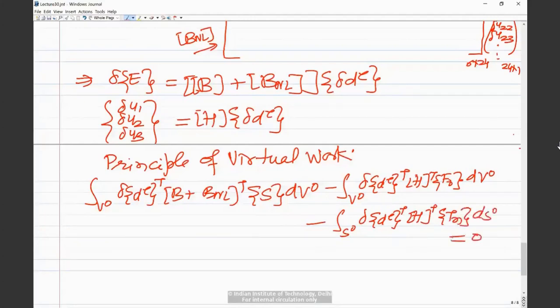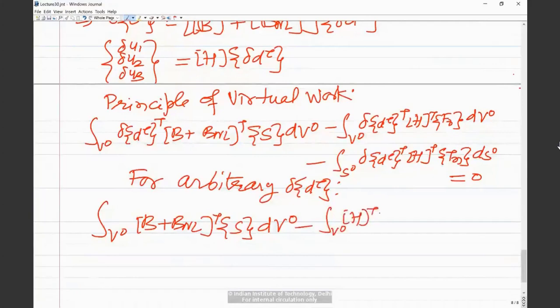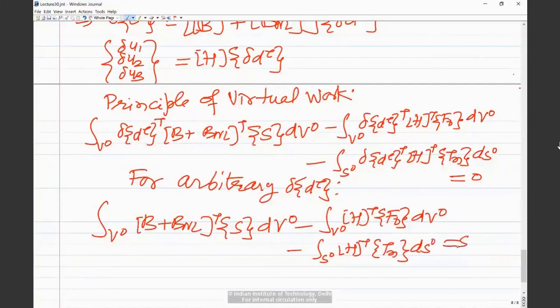Now delta D is arbitrary. So for this integral to be zero, the integrand has to be zero, and the integrand is a product of delta D transpose and other terms. So the other terms have to be zero. So for arbitrary delta D, we get the element level governing equation as integration over volume of B plus BNL transpose into S dV naught, minus integration over V naught of H transpose into FB dV naught, minus integration over S naught of H transpose into Tn dS naught, is equal to a null vector.